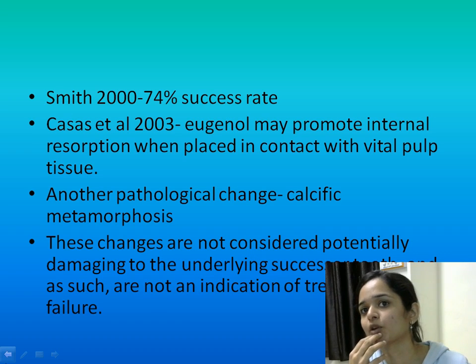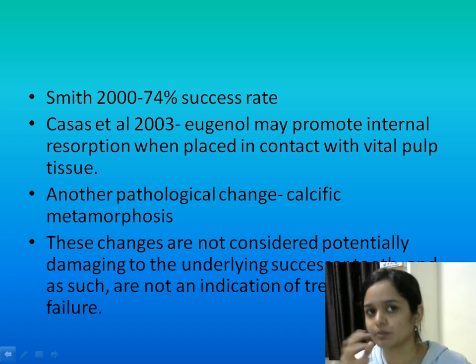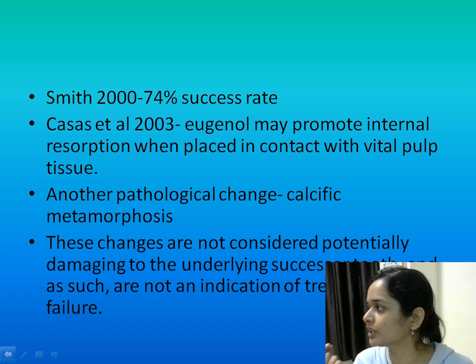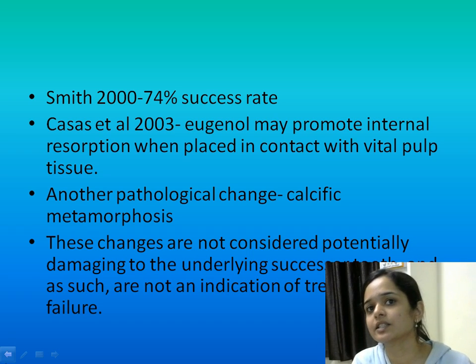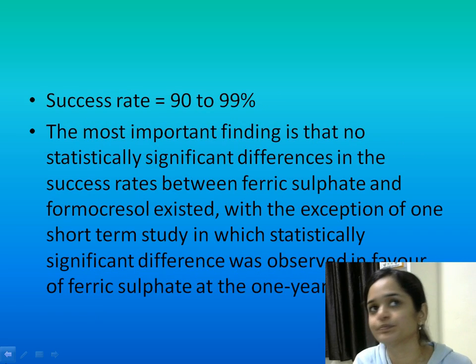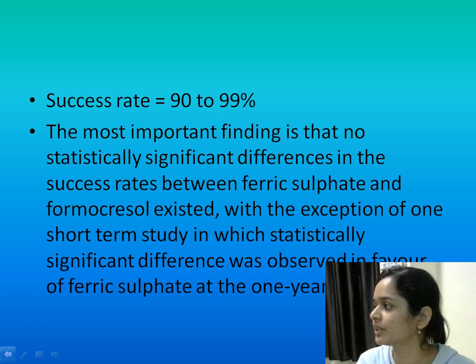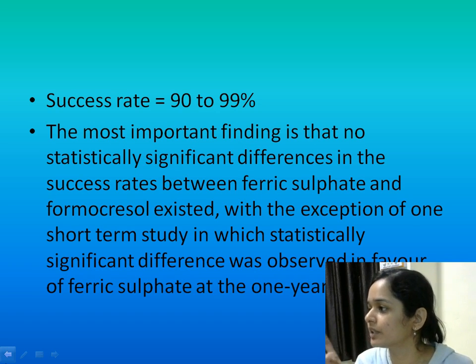Sometimes calcific metamorphosis may be seen, but even if calcifications are seen in the pulp canals, these are not considered as potentially damaging to the underlying successor tooth, and as such are not indicated as treatment failure. Success rate is really good, 90 to 99%. One study has quoted a success rate of 100% till 36 months.